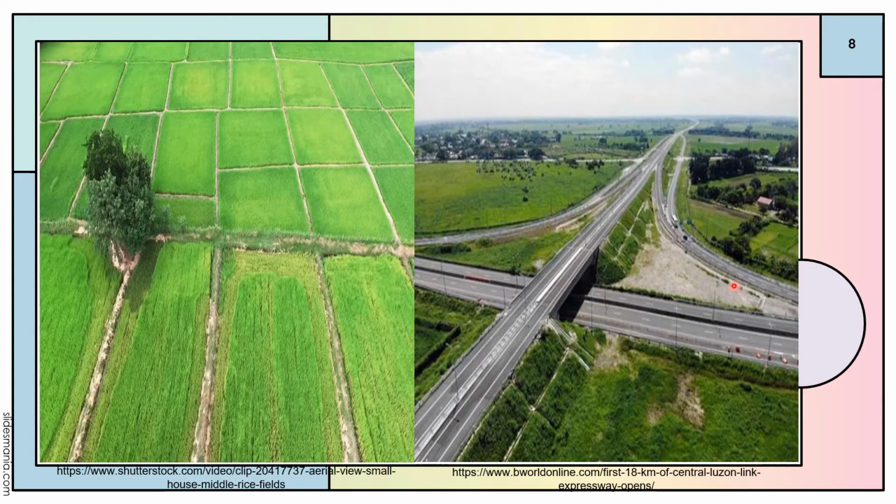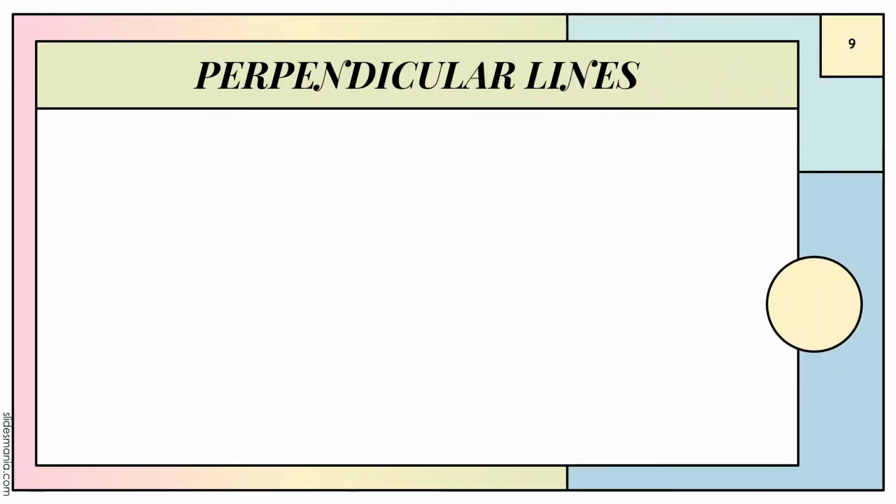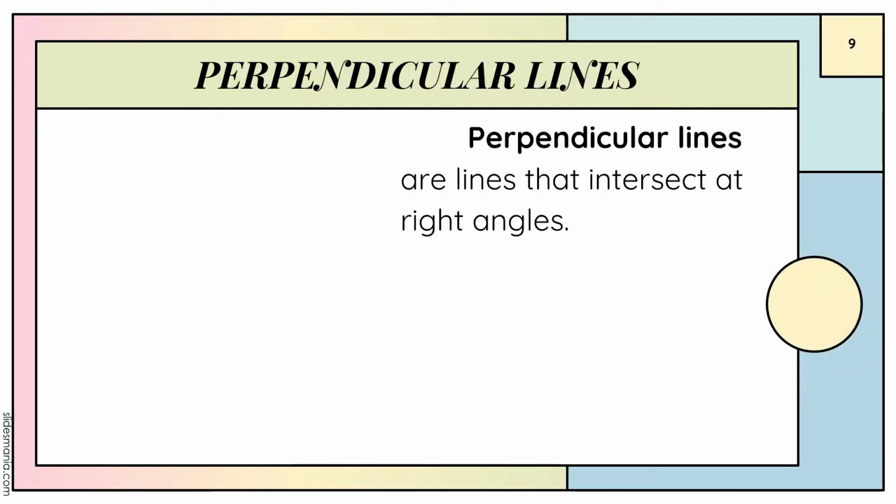So what is a perpendicular line? Let's have its definition. Perpendicular lines are lines that intersect at right angles. So when we say right angles, perpendicular lines, that means that we are forming a 90-degree angle if we have perpendicular lines.